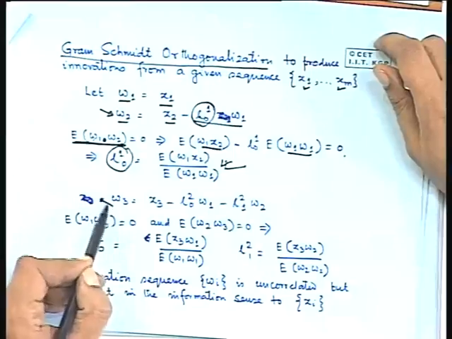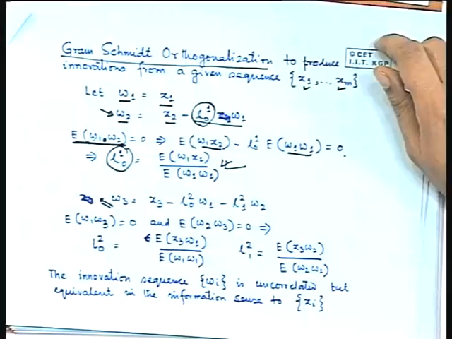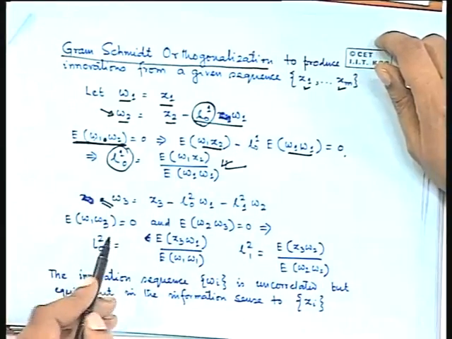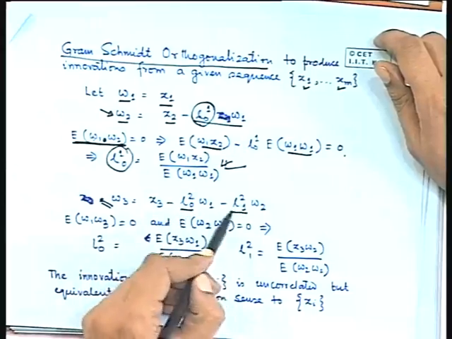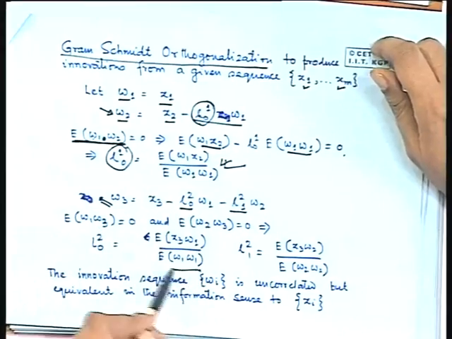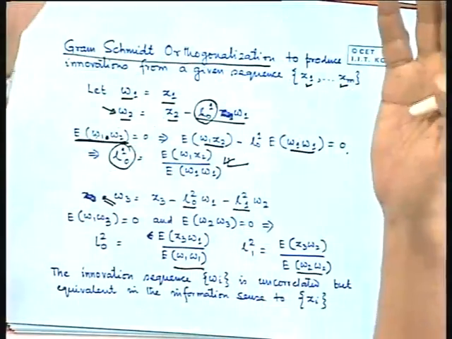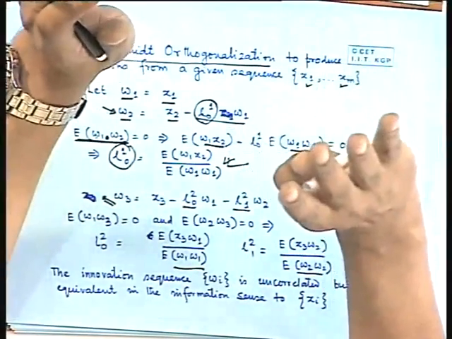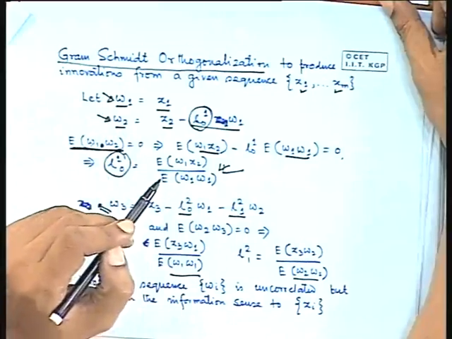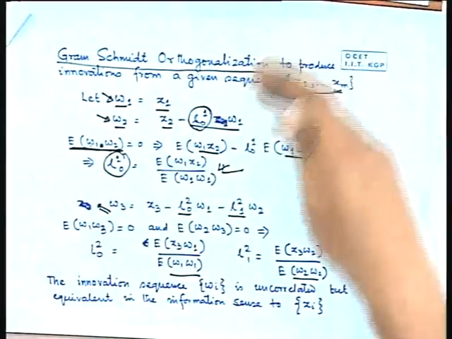Now you choose the third. So the third should be uncorrelated both with w2 and w1. So you now get two equations and you have two parameters to solve for. So you solve for the parameters and you get this. So in this way you can go on doing. Then you will get a set of sequences w1 which have been generated from x1, x2, up to xn. So they have the same information but they are uncorrelated. So these are the innovation sequences corresponding to this.